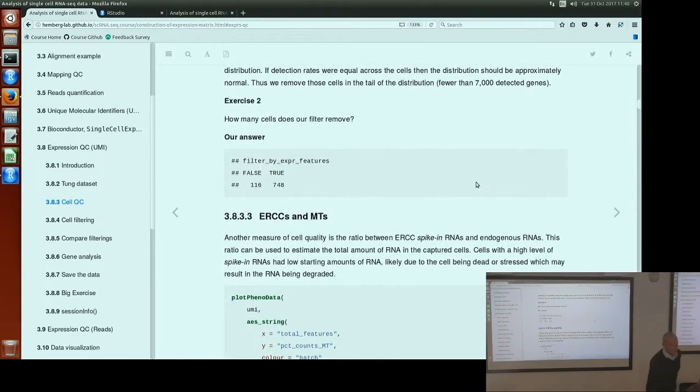The filter of cells based on the number of expressed genes removed 116 cells and kept 748 cells.